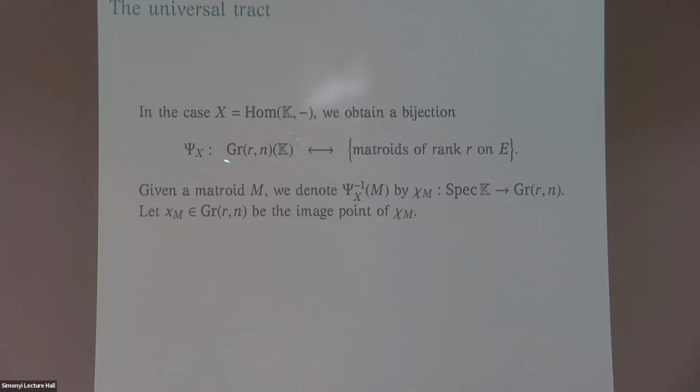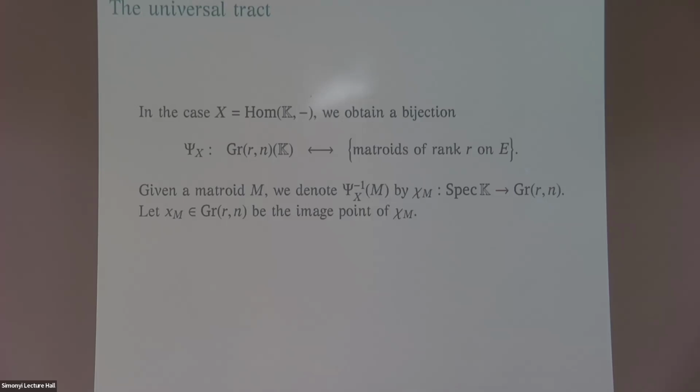So every k-rational point of the Grassmannian corresponds to a matrix. If we turn it around, given a matrix, this defines a k-rational point. A k-rational point means a morphism from the spectrum of k, the Hom of k, which is a band scheme, to the Grassmannian. Since k is a field-like object, this behaves like a point and it has an image point.